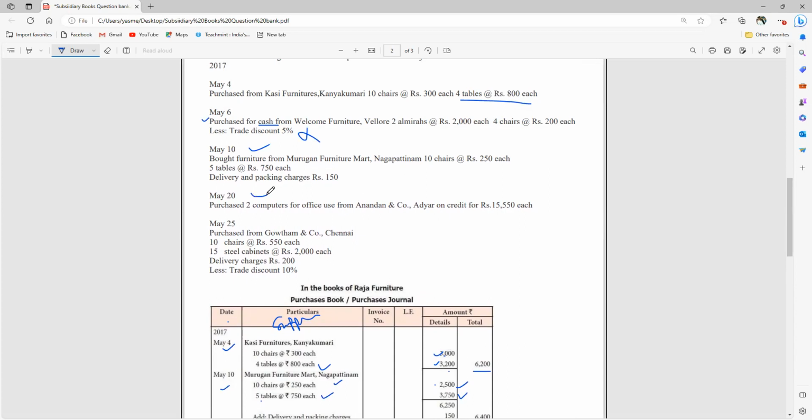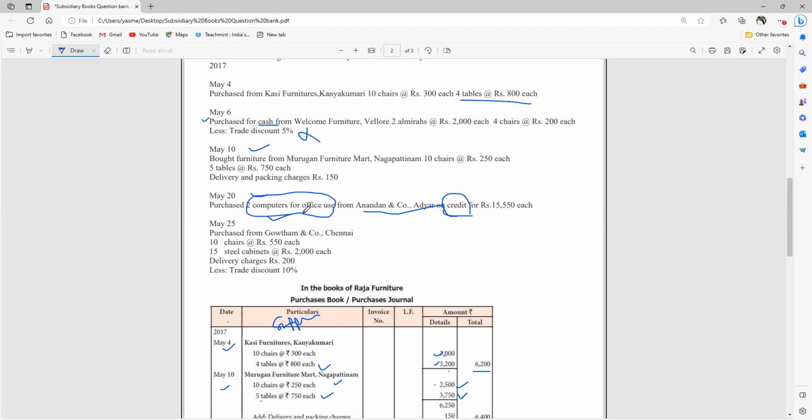Next transaction is May 20th. Purchased 2 computers for office use from Anandan and Company, Adhyar, on credit. So see here, they have mentioned it as credit. But you have to mention one more thing here, for computer for office use.